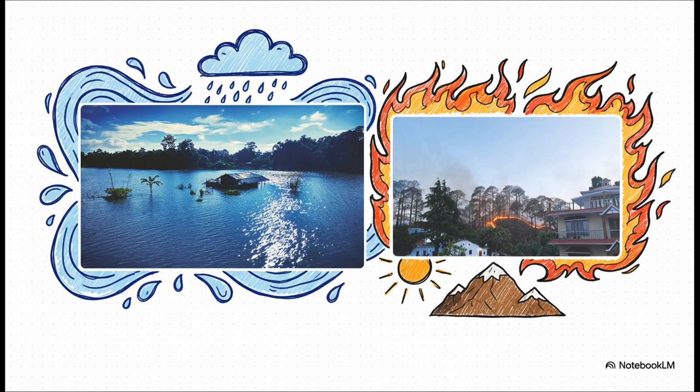It's a story of two extremes, really. If there's way too much rain, it can cause terrible floods, like you see here. And if there's too little rain and too much heat, it can lead to massive forest fires.